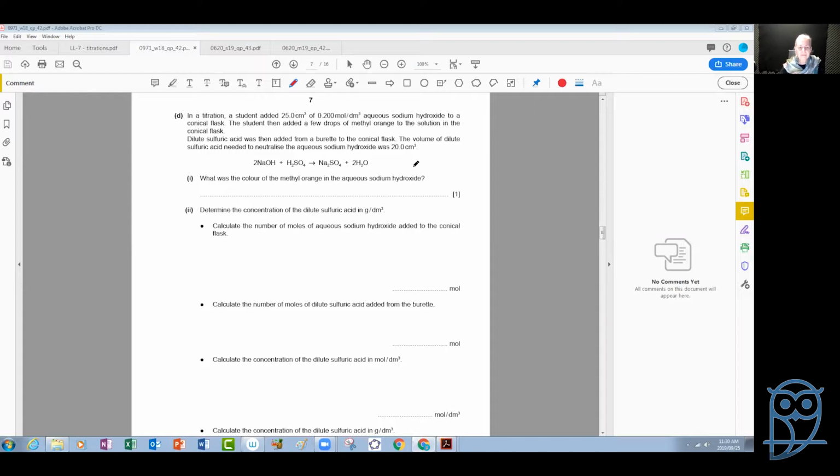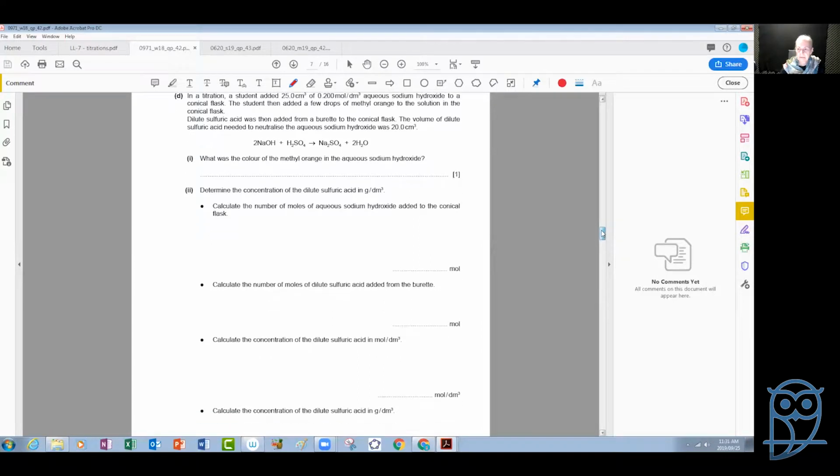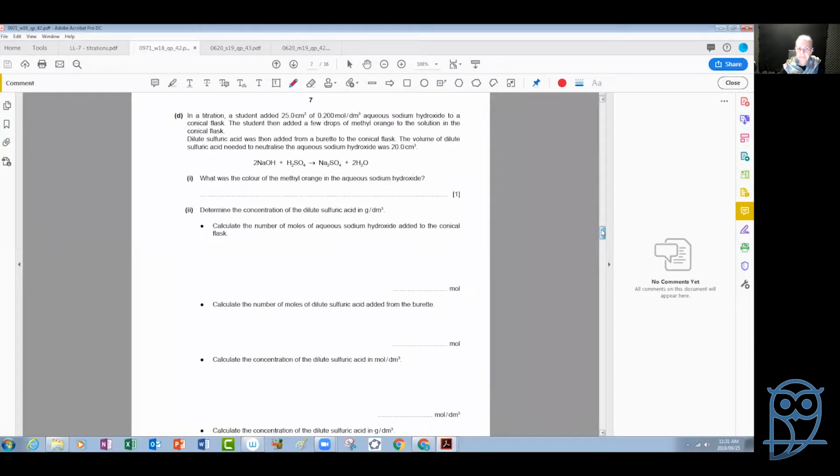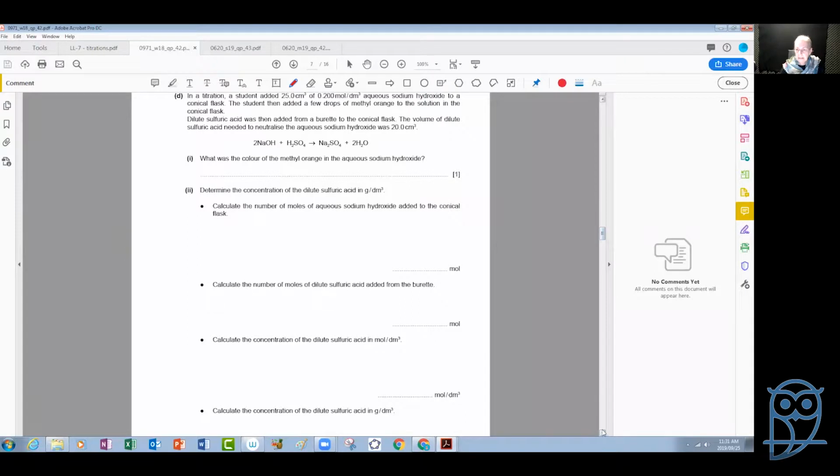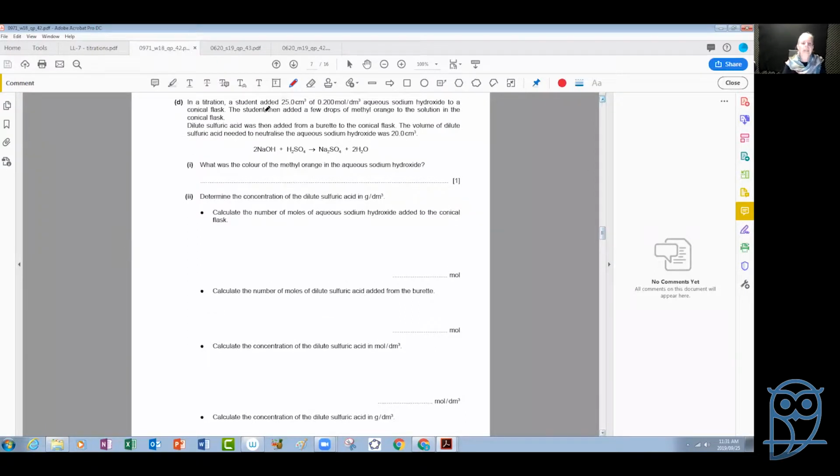So here I have the first problem. This one does concern titrations. Let us read it carefully. In a titration, a student added 25 cubic centimeters, volume, that is, of 0,200 moles per cubic decimeter aqueous sodium hydroxide to a conical flask. So this is our standard solution of known concentration.